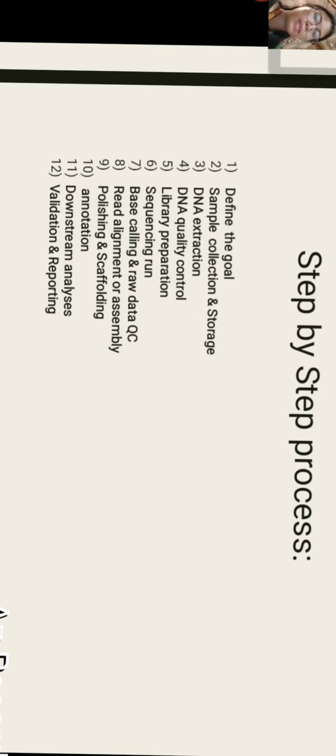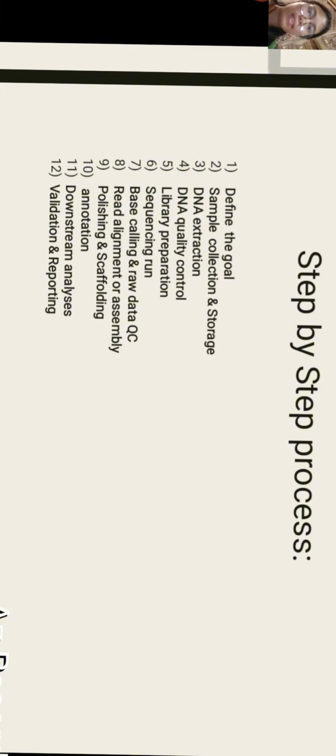So the sequencing machine reads the DNA letters A, T, G, C. For example, the machine produces millions of short DNA sequences from the leaf sample. And number 7 is base calling and raw data quality control. Base calling is when the computer converts the machine signals into DNA letters A, T, G, C. Raw data QC checks if the data is correct and not too noisy.